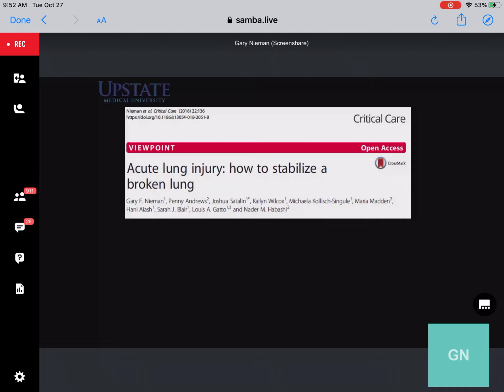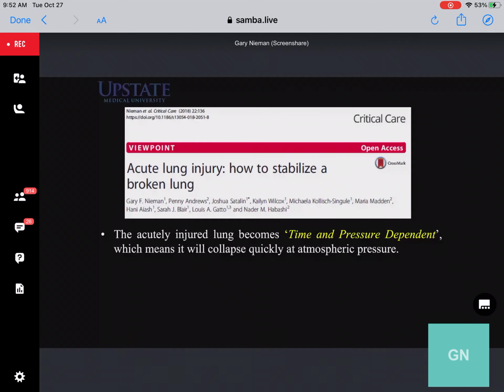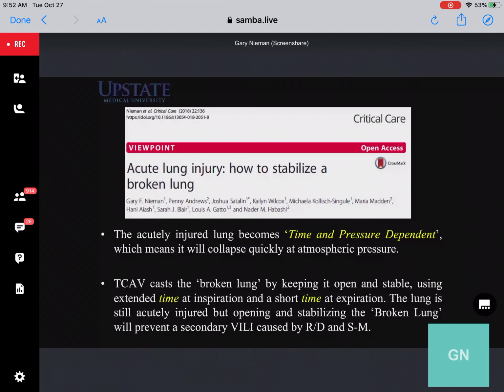And if you can simply stabilize the broken lung like you stabilize a broken bone and let it heal in the open and stable position, that VILI would be eliminated and you would greatly reduce morbidity and mortality associated with ARDS. So again, remember the ARDS lung becomes time and pressure dependent, so it's going to collapse quickly at atmospheric pressure. So if we cast it open with this extended time at inspiration and very short time at expiration, we'll let the lung heal in its open state, eliminating the stress multipliers and recruitment, de-recruitment, and we believe would significantly reduce ARDS mortality.